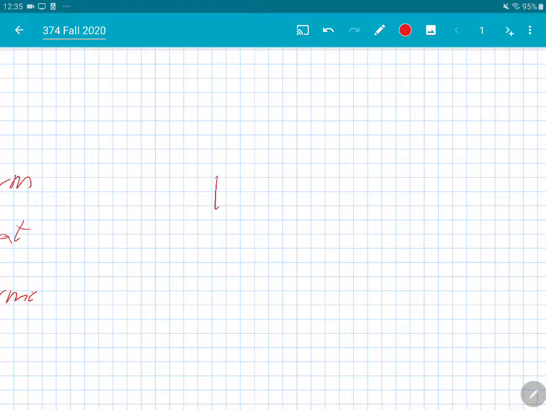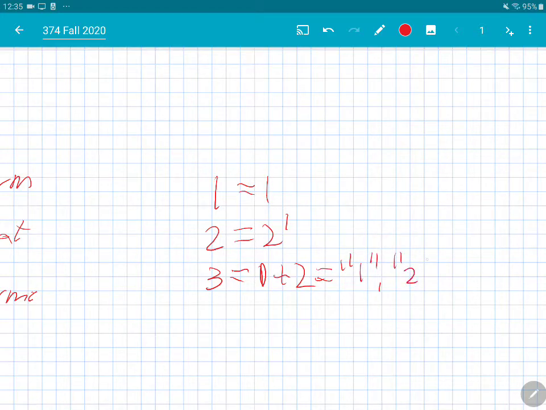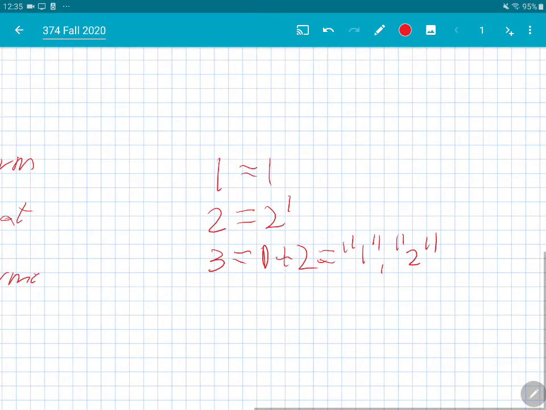Okay. So 1 we know is 1. 2 is of course 2 to the 1. These are the base cases. Now think about 3. What I said is that we represent it as 1 plus 2. 2 we already know how to represent, so we get a representation 1 and 2. Now let's look at the first interesting case, which is 4.